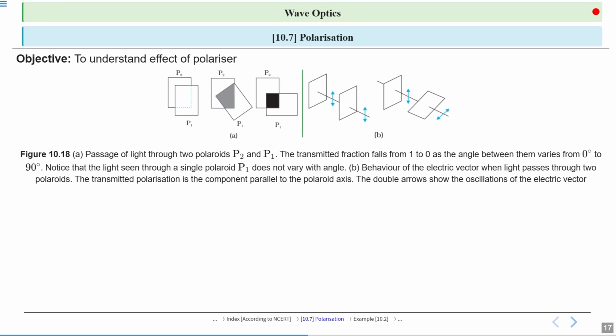Now we'll see the effect of a polarizer. Our objective is to understand how light behaves when it passes through Polaroids. Take a look at figure 10.18, which shows light passing through two Polaroids, P2 and P1. Notice how the transmitted light changes as the angle between them varies from 0 to 90 degrees.